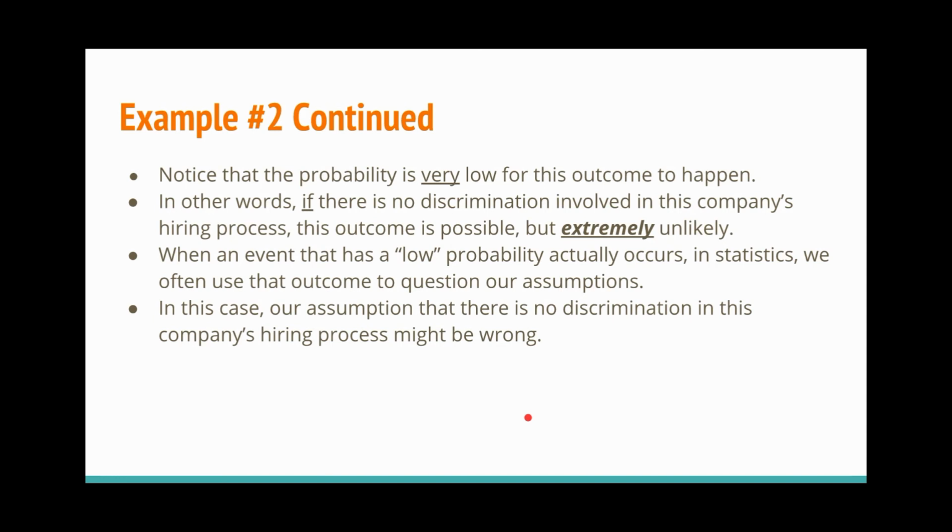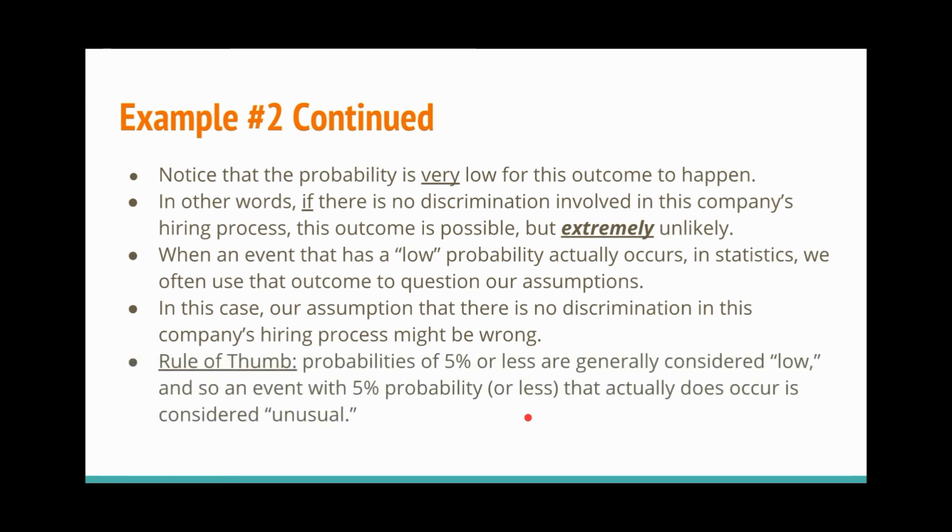That's one of the reasons we use probability, is to test assumptions. And here's a rule of thumb to keep in mind. Probabilities of 5% or less are generally considered low probabilities. And so an event with such a probability, 5% or less, if that event actually occurs, then we consider that to be an unusual outcome. That's something to keep in mind as you go forward in the course.